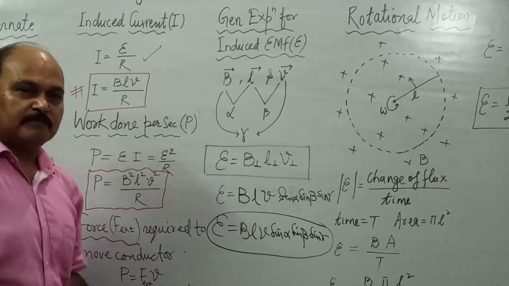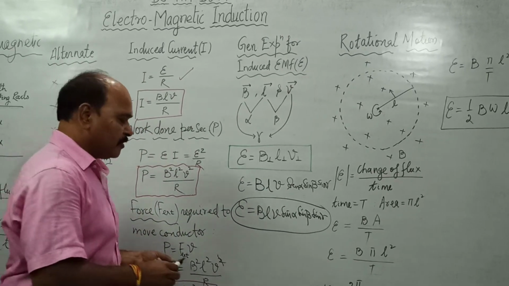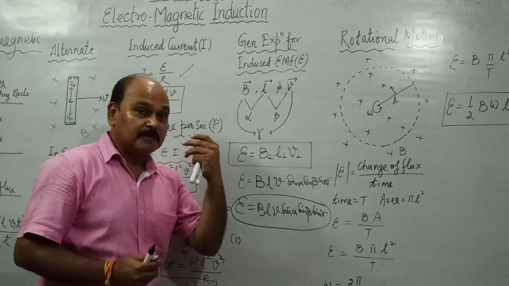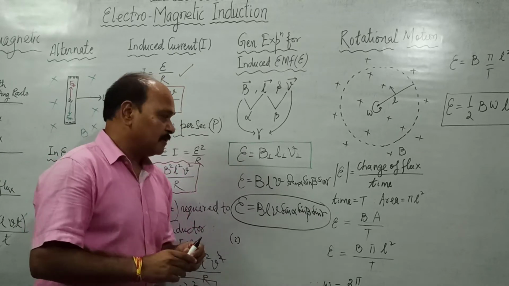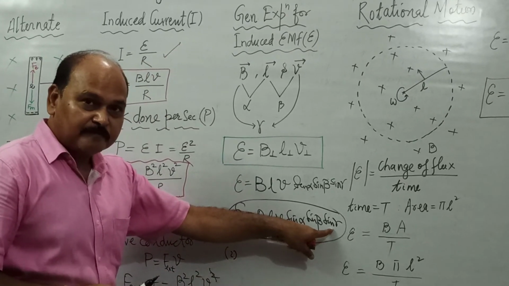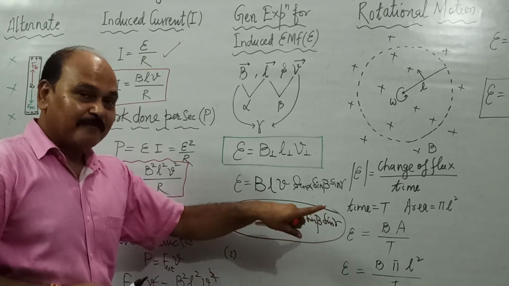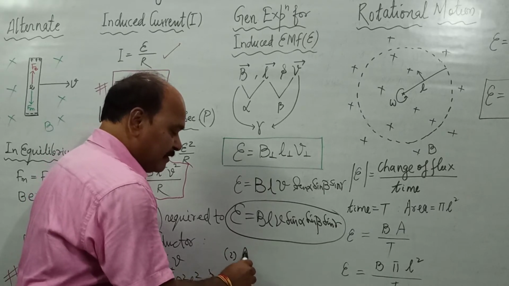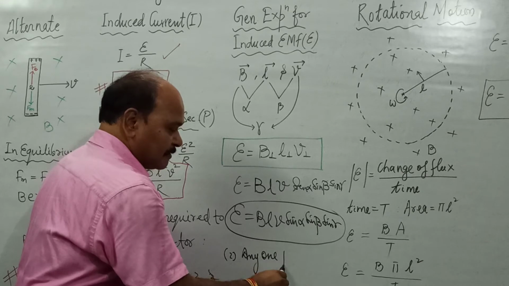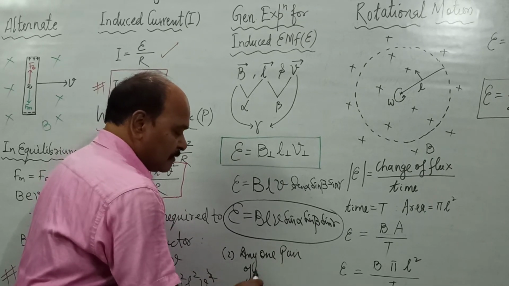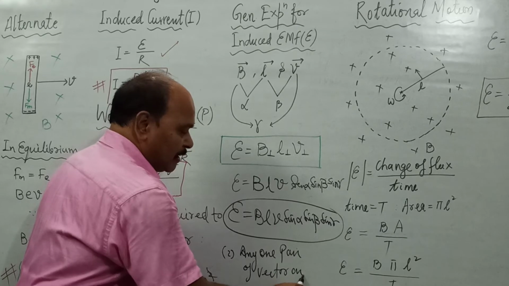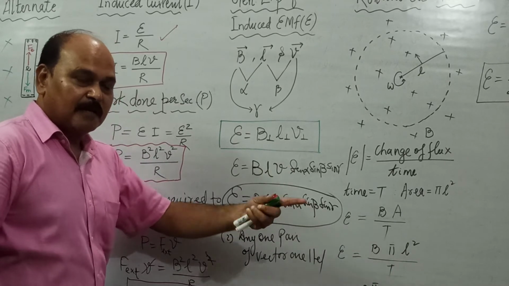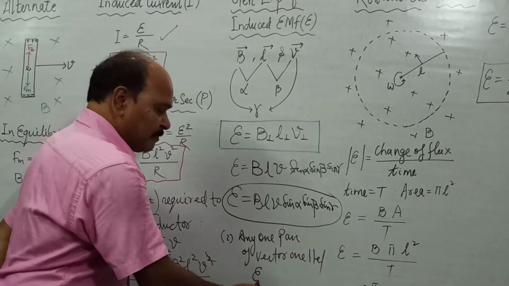Why do we need to know this general expression? It is simply because if any two vectors out of the three are parallel, then any one of these angles, alpha, beta or gamma, is going to be 0. If any one of these angles is 0, then the value of induced EMF is 0. So if any one pair of vectors are parallel, any one of these three angles becomes 0, and sine of 0 is 0. In that case, induced EMF becomes 0.